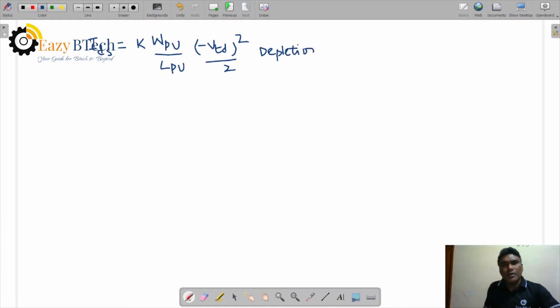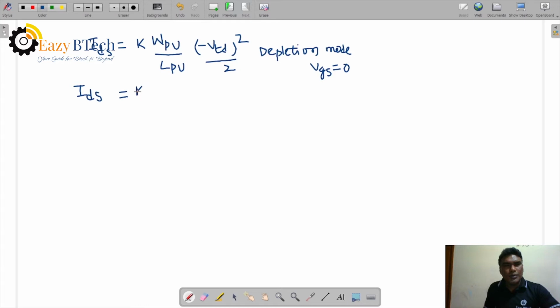Depletion mode transistor: in depletion mode, VGS is equal to 0, as in the previous equation. Now the enhancement mode transistor. In the inverter, both transistors are there.